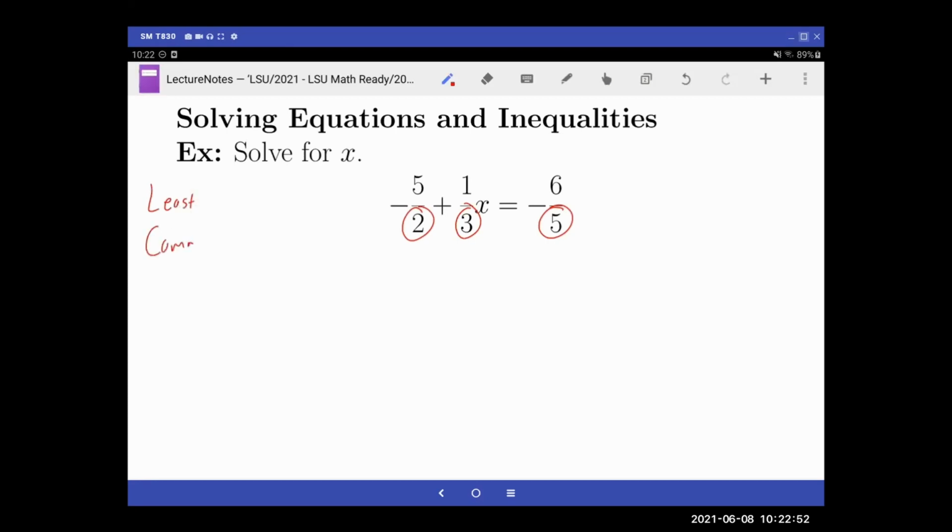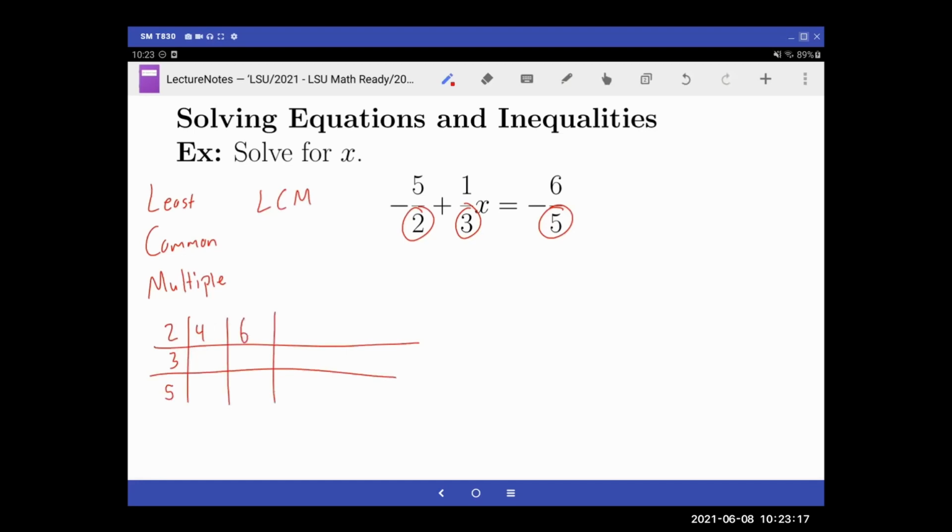Least common multiple, which you see abbreviated as LCM. So 2, 3, and 5, I want to know what is the smallest number that all 3 of these go into. Okay, and you don't have to make a table with it, but sometimes it's easy to see. If I count by twos, 2, 4, 6, 8, 10, 12.